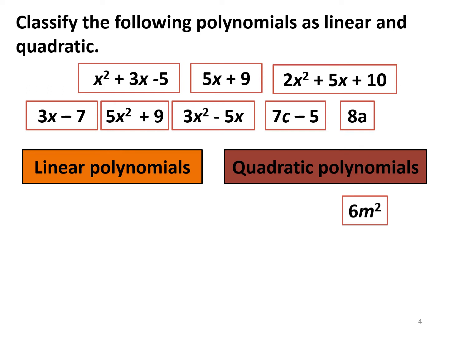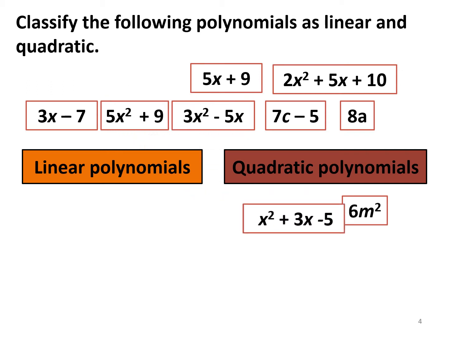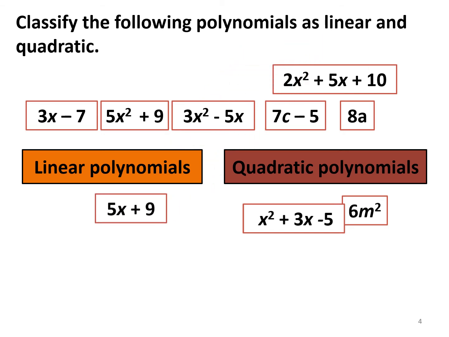Second one, x square plus 3x minus 5. Again, it is in the decreasing order of the power. The first power is square. So again, it is considered a quadratic polynomial. Next one, 5x plus 9. 5x plus 9 is in the form of a linear polynomial. So it will be taken as a linear polynomial.